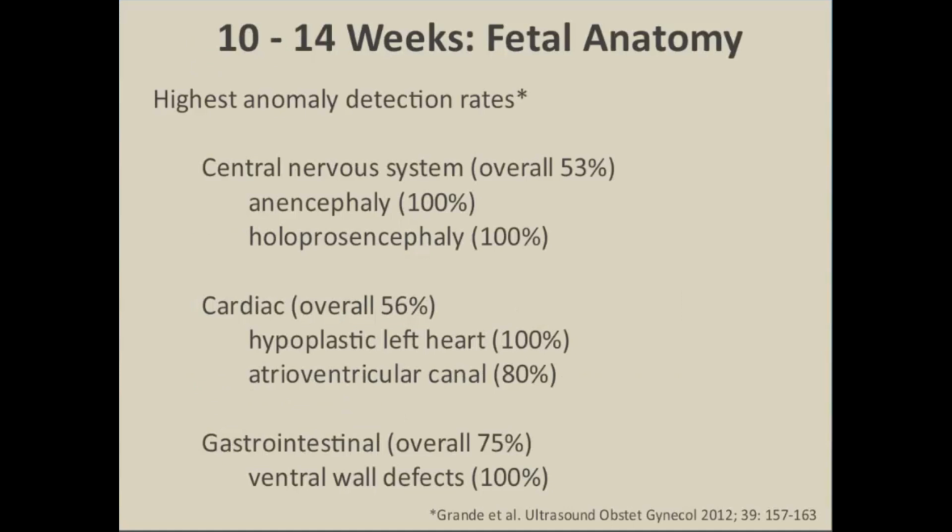The highest detection rate falls among fetuses, as you see here. We detect about 53% of central nervous system anomalies and 100% of anencephalics and holoprosencephaly. It's possible to pick up about half of the cardiac anomalies, but particularly the severe ones like hypoplastic left heart and the AV canals. Some of the other anomalies, gastrointestinal, we can pick those up, but our lowest detection rate is for the genitourinary anomalies, often because these develop during gestation.